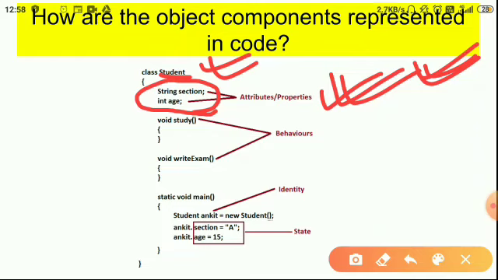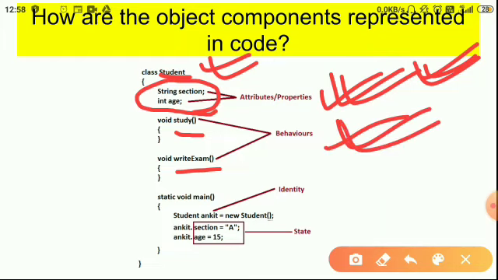I've just used two examples: student can study, student can write exam. These are the kind of actions a student can perform. These are behaviors. So state is done, behavior is done. Now let's look at identity.